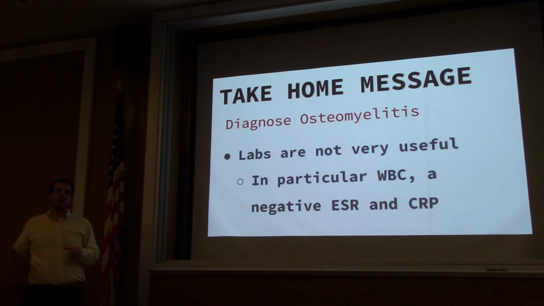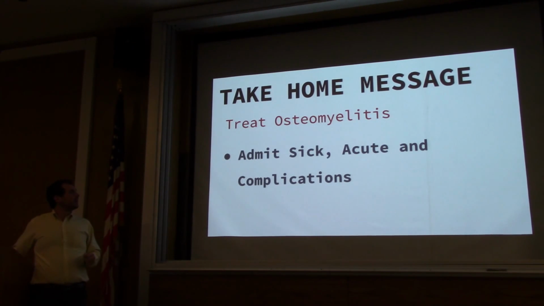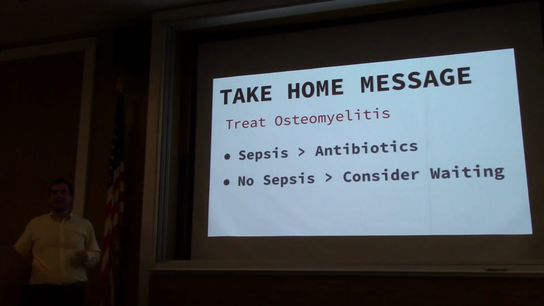Labs are not useful. The only one that's vaguely useful is ESR as an indicator that it's more likely, but none of the tests are useful as a rule-out test. So if anybody tells you, oh, this person doesn't have osteo because they don't have a white count, they don't have an ESR, it's not true. None of them are useful for rule-out tests. And the people you admit are the ones who are sick, the ones who are acute, and the ones who have complications. If they're septic, give them antibiotics. If they're not septic, you can consider waiting. It's reasonable to start with antibiotics.